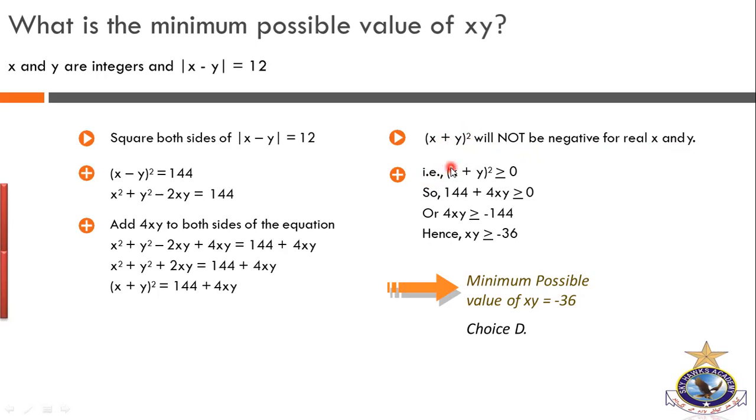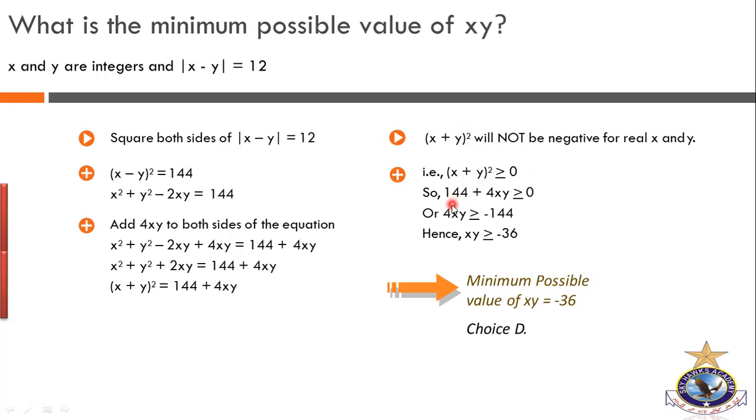So let's see. If this is not negative, then only two situations are there. What is that? That must be equal to 0, or that must be greater than 0. We are just saying that it cannot be negative, so only the two possibilities are left. Either it is greater than 0, or it may be equal to 0.